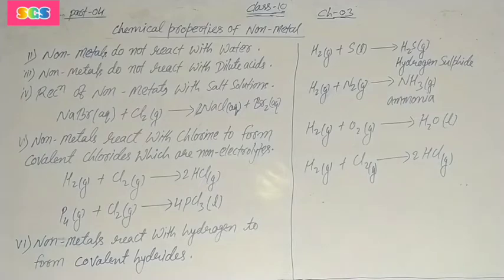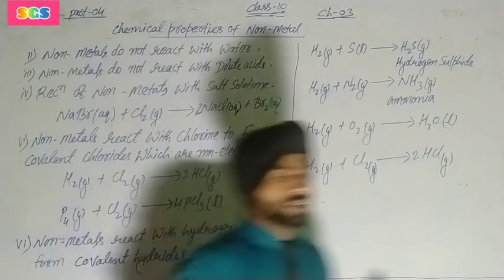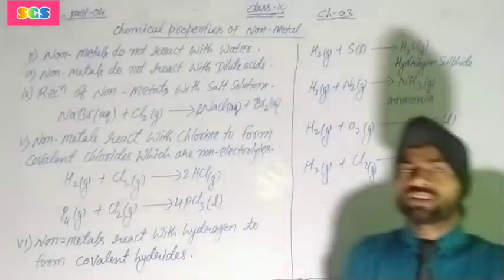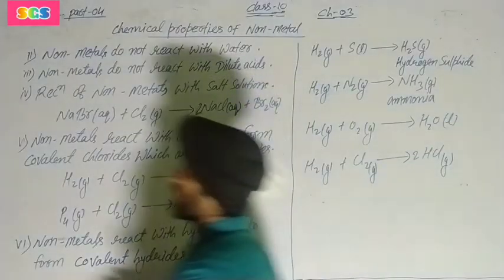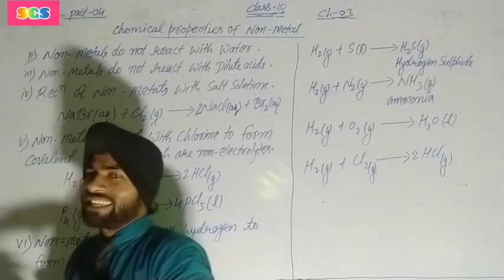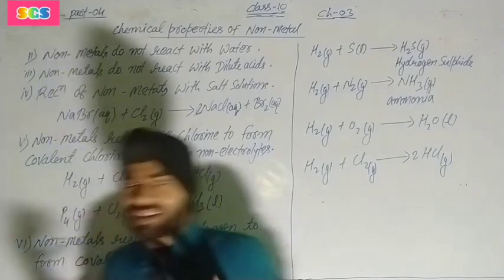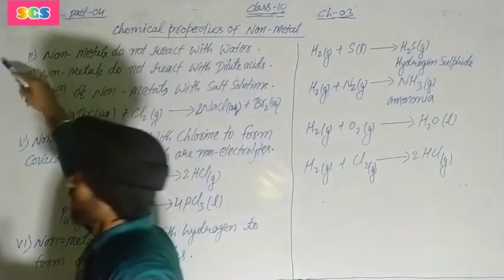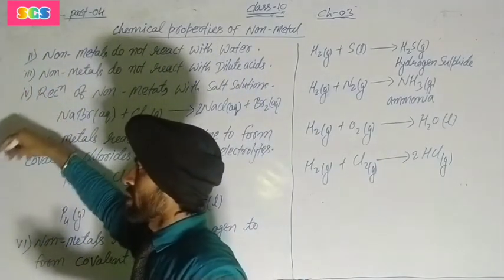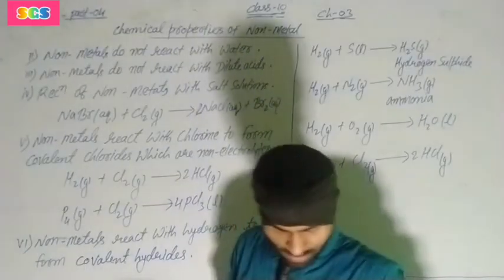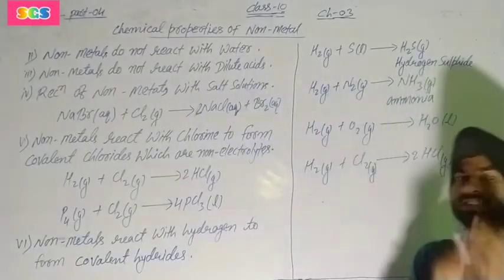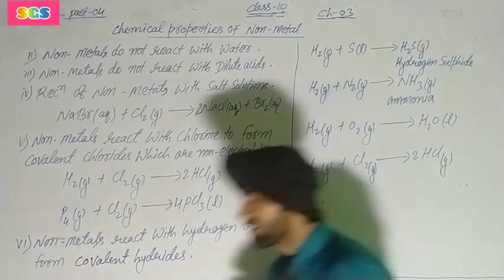Fluorine is the most reactive non-metal among all, then chlorine, then oxygen, then bromine, then iodine, and at last sulfur. It means if we talk about the reactivity series, or the activeness of non-metals, it goes fluorine, chlorine, oxygen, bromine, iodine, and sulfur. This is the activity series of non-metals.